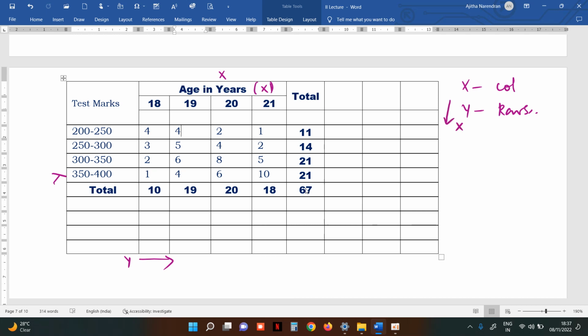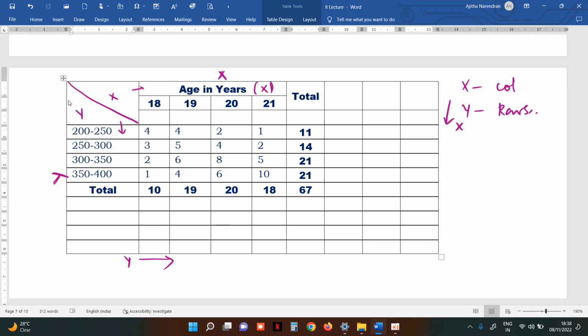It means age is your X and the test mark is your Y. So this I am going to delete. I am going to write X and Y here. Okay, this is your X, this is your Y. So this denotes Y and this denotes X. For your understanding, I have written 1X, and for your understanding, I have written 1Y also here.